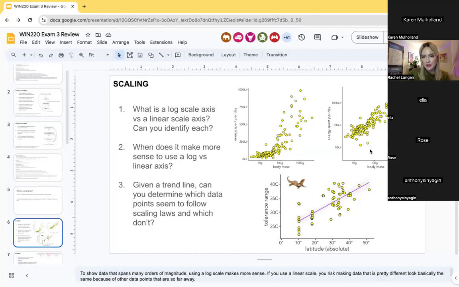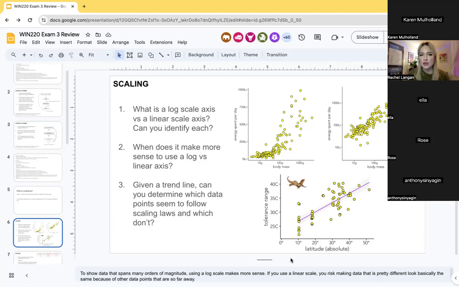This one's also log. If we go down to latitude here, 10 plus 10 is 20. 20 plus 10 is 30. 30 plus 10 is 40. This is also a linear axis. So what I just did, you will be expected to do on the test. Identify which is log and which is linear. You should also know, why does it make more sense to use a log versus linear axes?